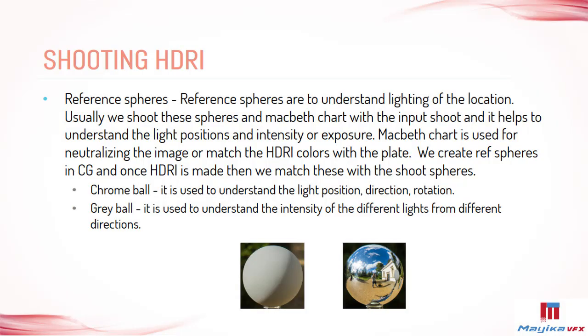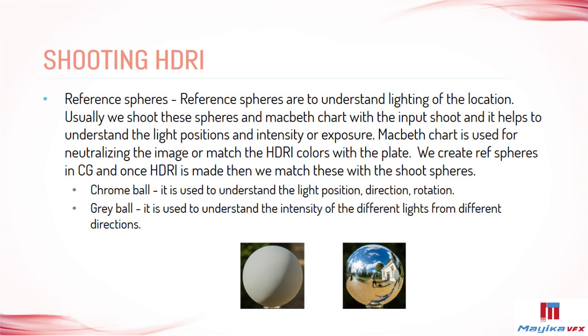There are a few other things which we need to understand. One is reference spheres. Reference spheres are to understand the lighting of the location. Usually we shoot these spheres and the Macbeth chart with the input, and it helps to understand the light position and intensity or exposure. The Macbeth chart is used for neutralizing the image or, as I said, matching HDRI colors with the plate.